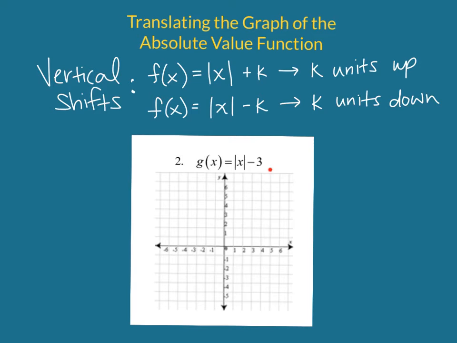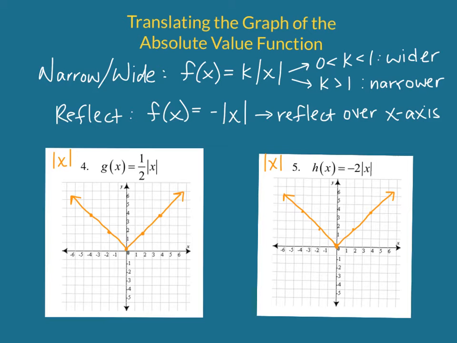So I have one example here. We have our absolute value parent graph starting at 0, 0 like we've been talking about, and then it's shifted down 3 units. There's the parent graph. Then the entire thing moves down 3, so instead of being at 0, 0, we'll start at 0, -3, and then move right along the diagonal there. And that is the graph of g of x in blue.